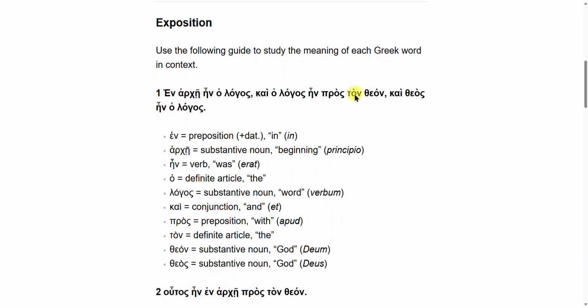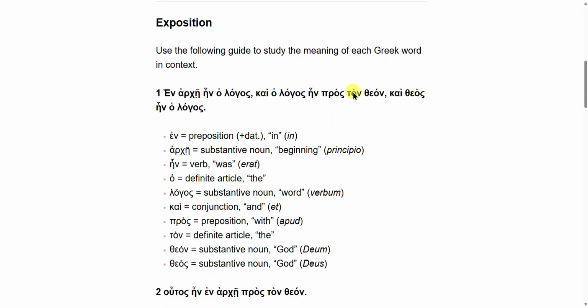Ton is the definite article. It's another form of the definite article we see here as ho, so it's going to translate as the, literally. And then theon is a substantive. You can see it down here, a substantive noun that translates as deum in Latin or God in English. So kai ho logos ein pros ton theon means literally, and the word was with the God.